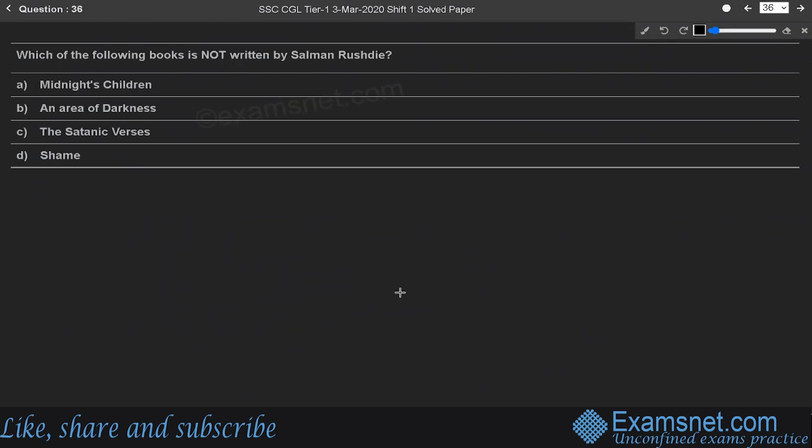Which of the following books is not written by Salman Rushdie? Focus on this part. We have to find which of the books is not written by Salman Rushdie. Options are Midnight's Children, An Area of Darkness, The Satanic Verses, and Shame. So talking about the first option, Midnight's Children, it is written by Salman Rushdie.